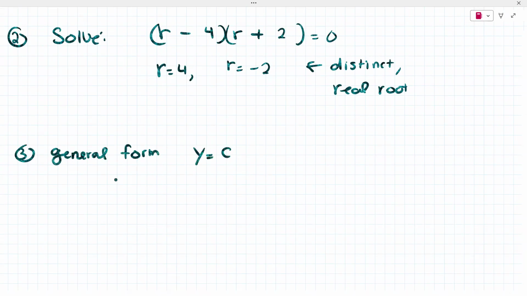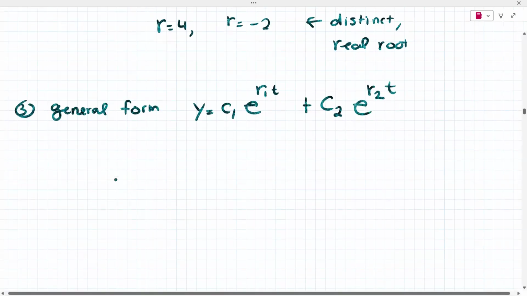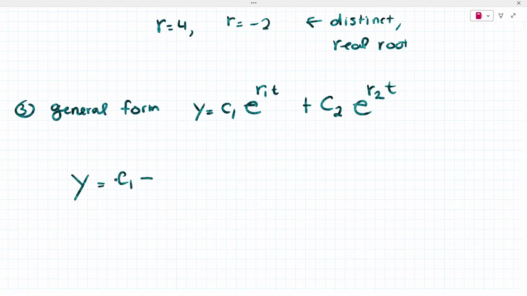y equals C1 e raised to the r1 t plus C2 e raised to the r2 t. Okay. So we have our two roots, +4 and -2. So it's going to be y equals C1 e, and then my r1 is 4t, plus C2 e, and then my r2 is negative 2t. Okay. Step 4, plug in your initial values.